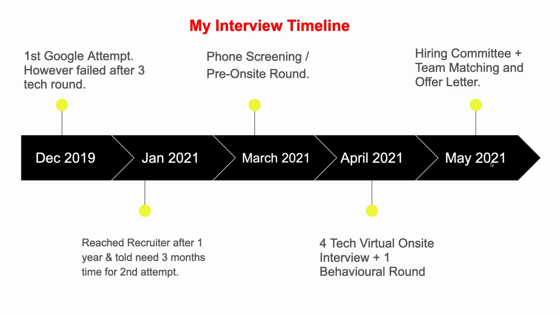So you can see that from January to May, approximately 4 to 5 months, it will take for a typical Google software engineering interview. Mine was this long, but for some folks it might be a little shorter, and some folks might be even longer, right? So this is just my interview timeline.